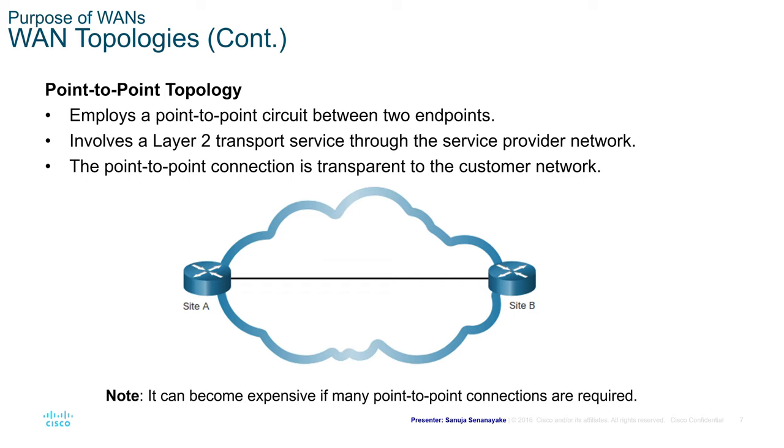The problem with this is that if you are using too many point-to-point connections on your large infrastructure, it is going to become an expensive way of connecting those sites, because point-to-point requires more equipment and more resources to run.